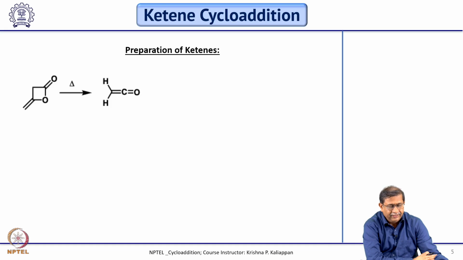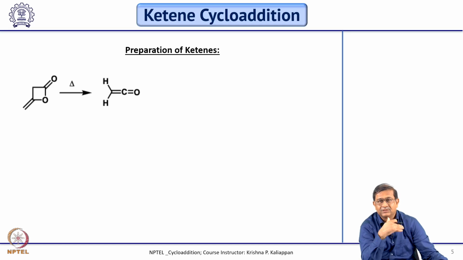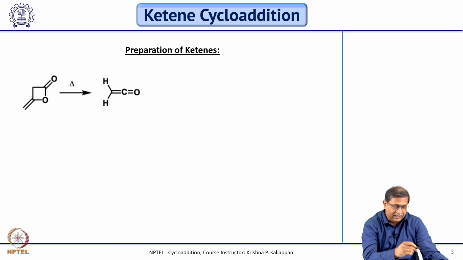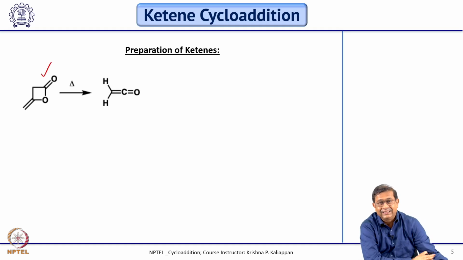Okay, so ketene, as you know, is commercially available as diketene, because ketene undergoes dimerization spontaneously. So if you want ketene, you have to heat it. That means it will undergo retro 2+2 to give your ketene, and that ketene should be used in situ.